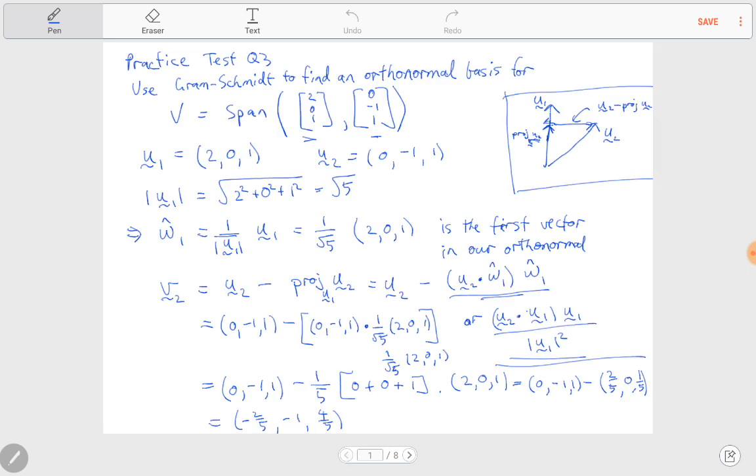So the next thing to do is we've got a second vector which is orthogonal to the first one. So V2 is orthogonal to W1, but it doesn't have unit magnitude. So we're going to evaluate the magnitude of V2. Give me a sec, that is equal to, so it's minus 2/5, 1, 4/5. So it's the square root of minus 2/5 squared plus 1 squared plus 4/5 squared.